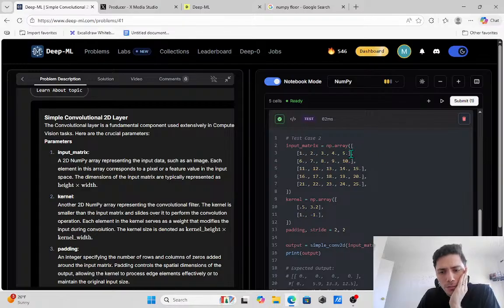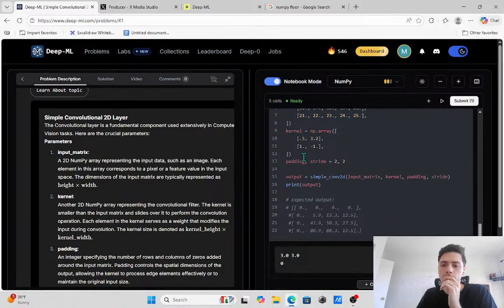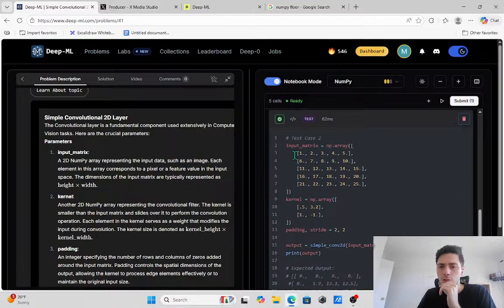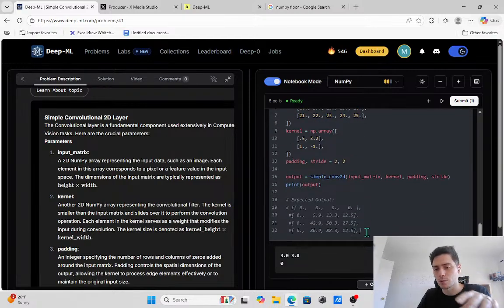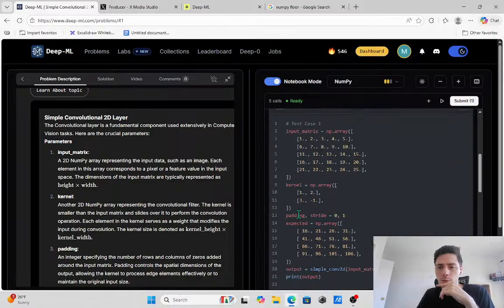Is there padding? 2 by 2 padding. Yeah, so there should be a 0 here because there's 2, is it 2 by 2? Because we're adding like a buffer of 2, so the first things around should always be 0 like this. So we are not doing something correct.